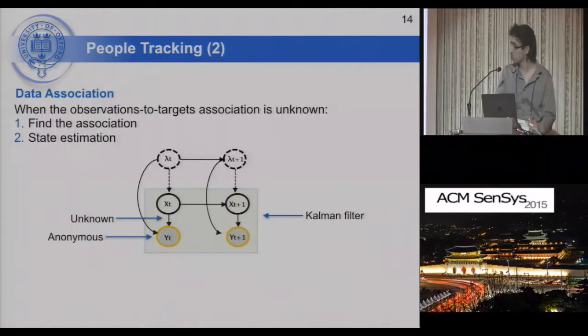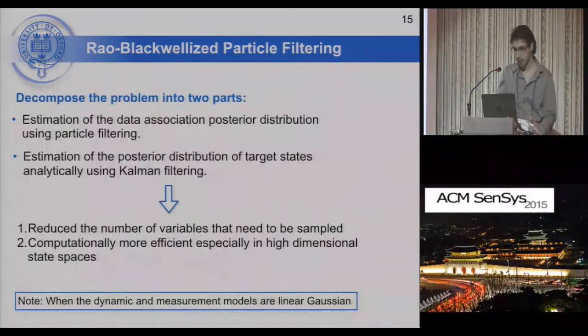But we want to use the Kalman filter for the state estimation because we know it is optimal. So what happens to the association indicators? How can we estimate the associations? We can use a particle filter in this case. And the question becomes if this decomposition is possible. It turns out it is, and you can use something that is called Rao-Blackwellized particle filtering.